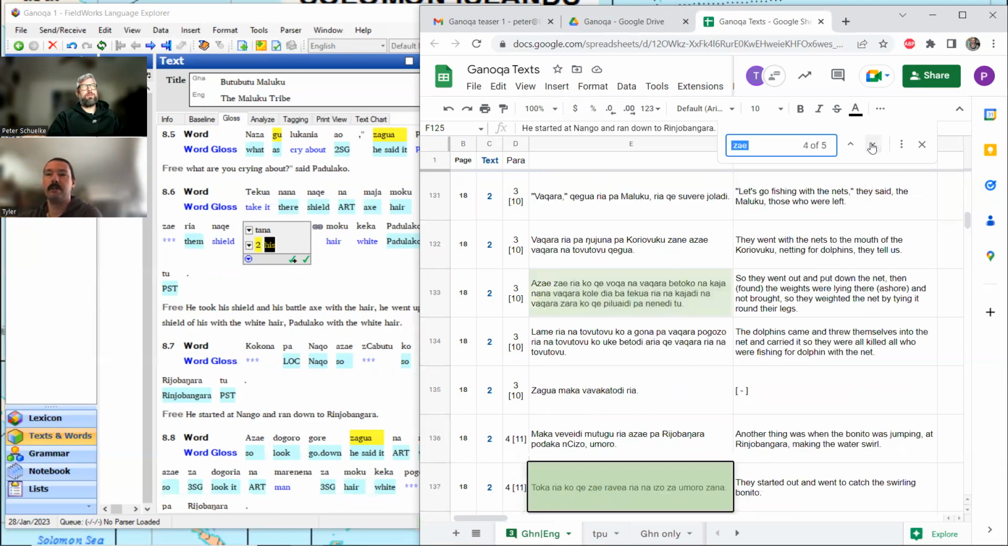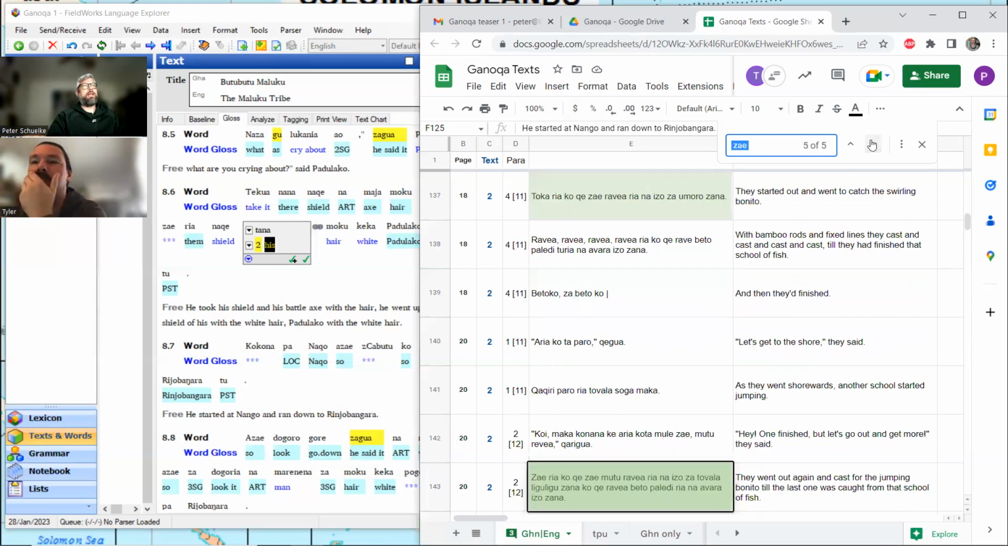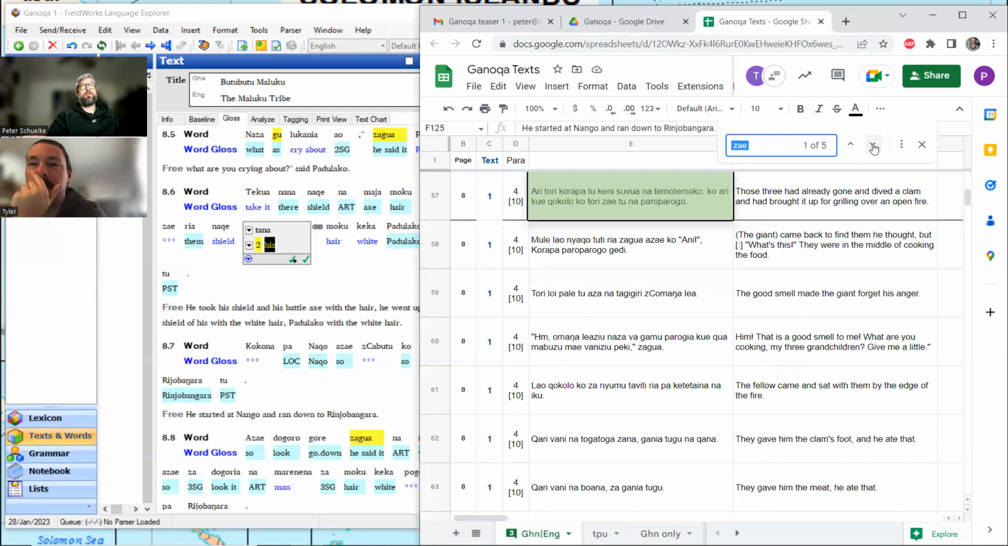Ooh, how nice. Yeah, great. And there we get Tokaria koge Zai Ravea. They started out and went to catch the swirling bonito. Wonderful. It's something like embark almost. Yeah, that's right. Go out. They went out. Go out and start doing, right?